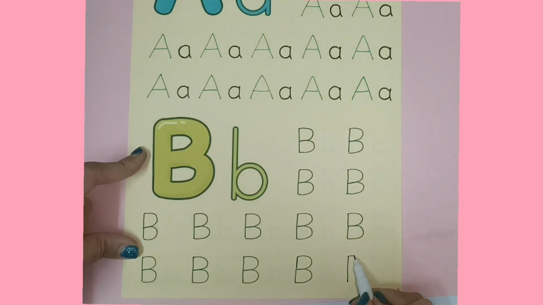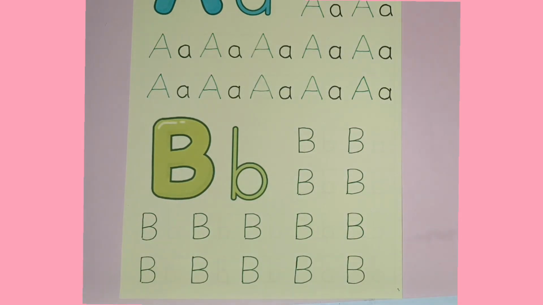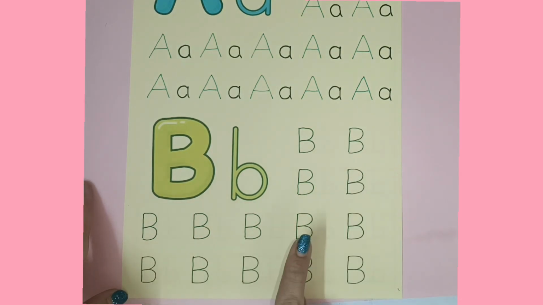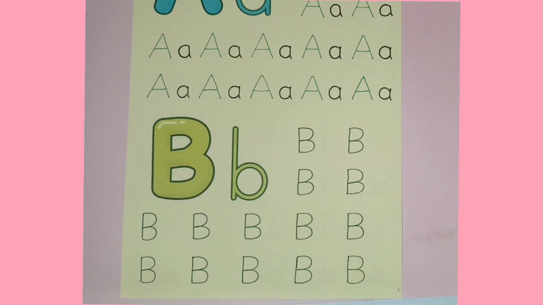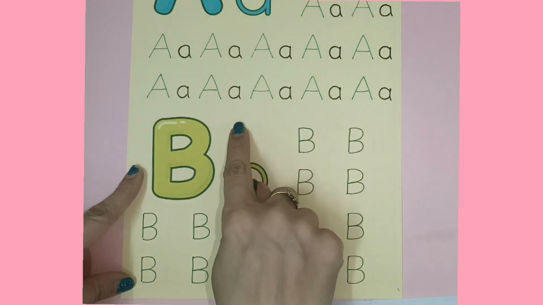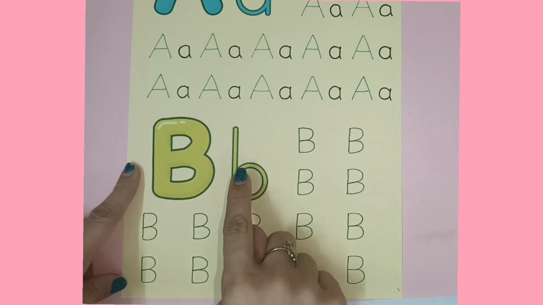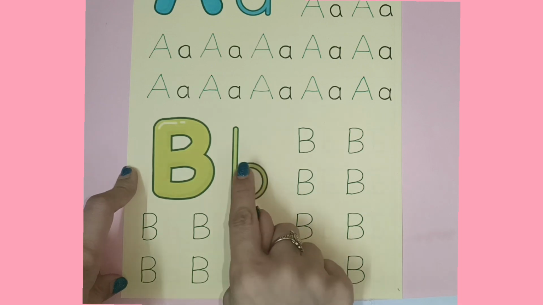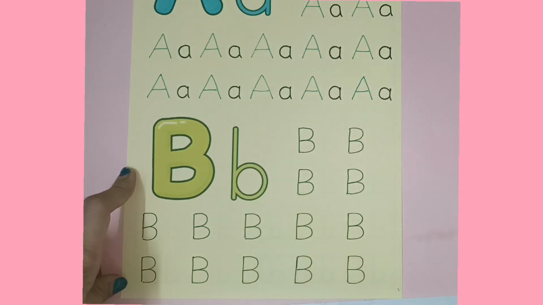We'll write one more B. B for bat, B for ball, B is for bun, B is for burger, and B is for balloon. Okay. Now we'll write small b, or we can also call it lowercase b.